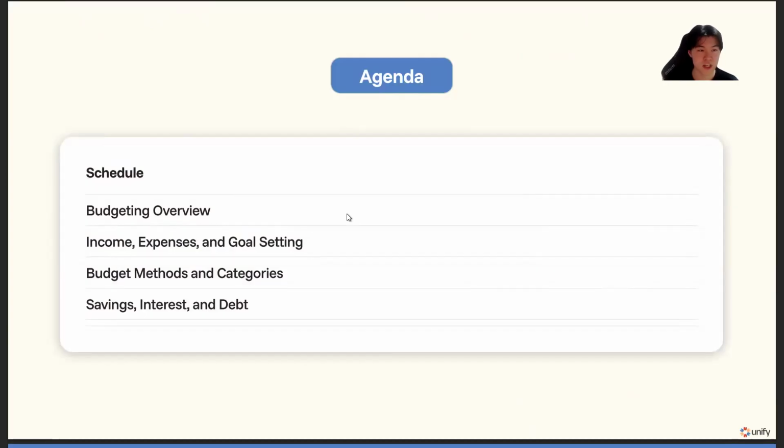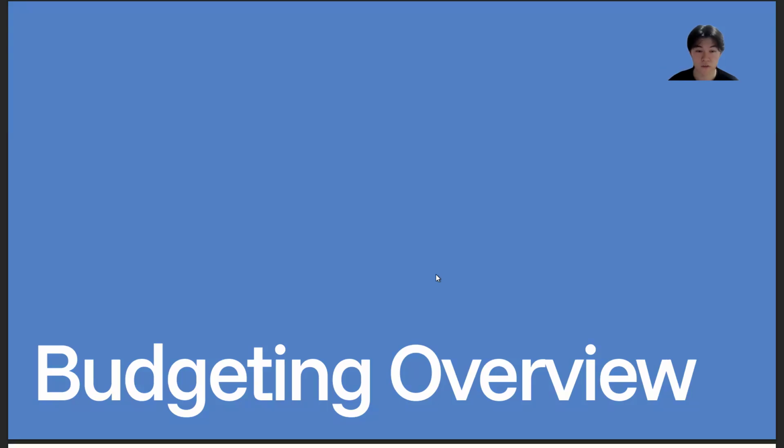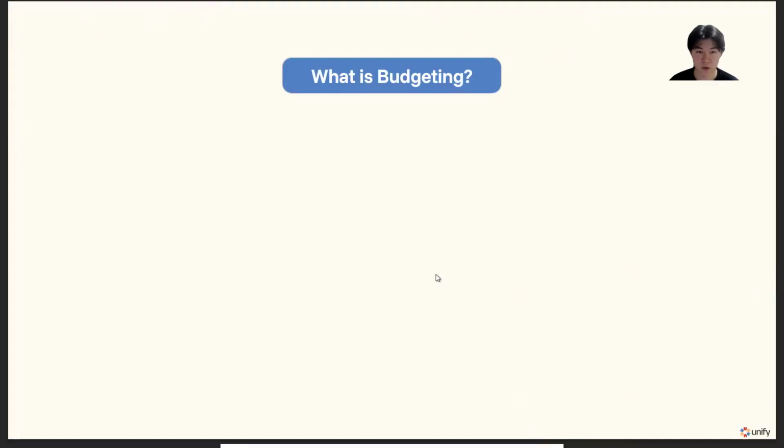So let's take a look at our agenda. First, we'll be going over budgeting overview, then we'll be talking about income, expenses, and goal setting. Then we'll be covering budget methods and categories. Then we'll end off with talking about savings, interest, and debt. So our first module would be budgeting overview.